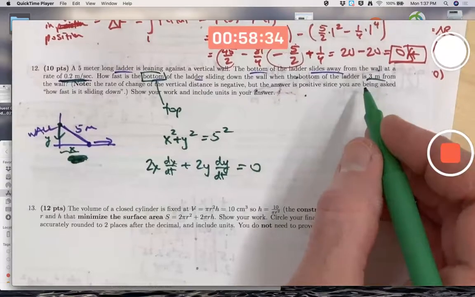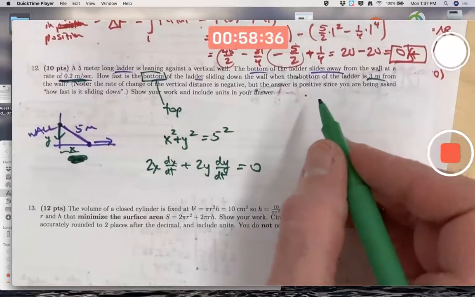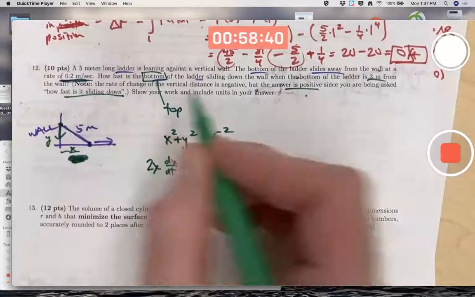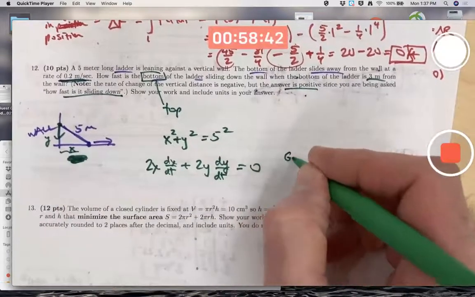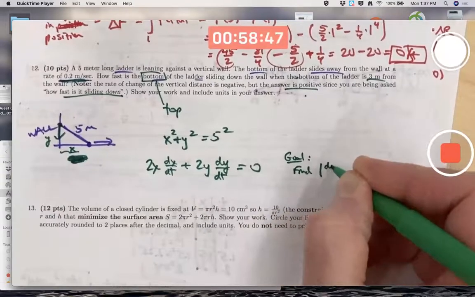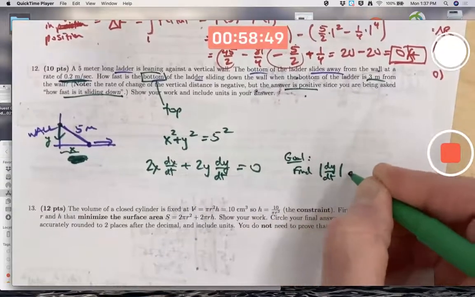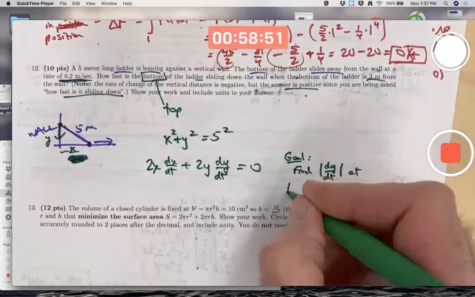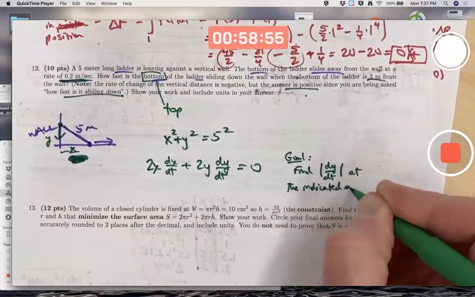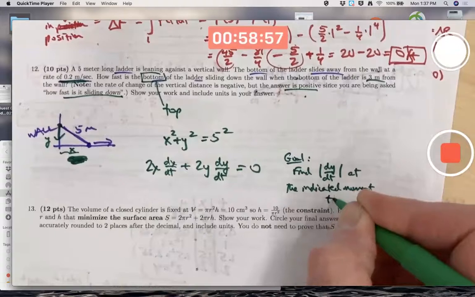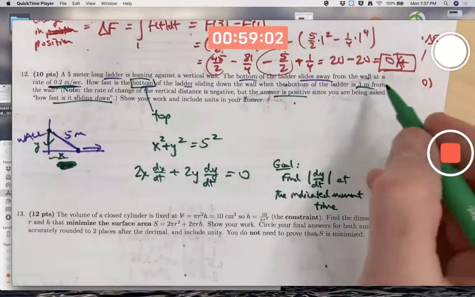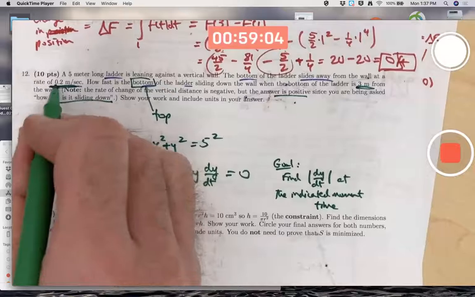You're trying to find dy/dt, or actually its absolute value. The answer is going to be positive. You're asked for how fast it's sliding down. Your goal is to find the absolute value of dy/dt at the indicated moment in time. And by indicated moment in time, I don't mean you're plugging in t equals something. I mean you're at the moment in time when x is 3 and dx/dt is 0.2.